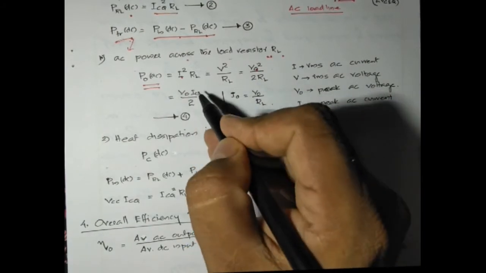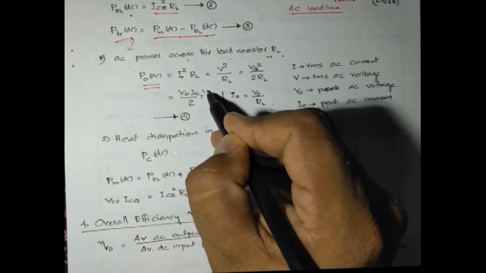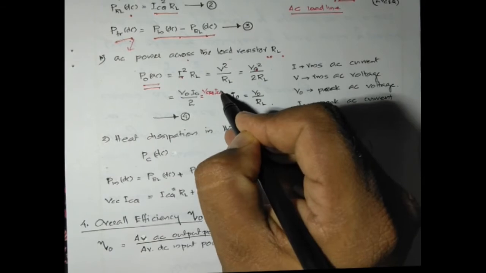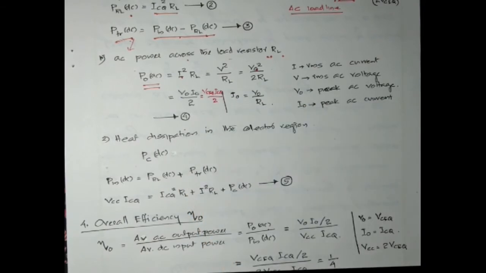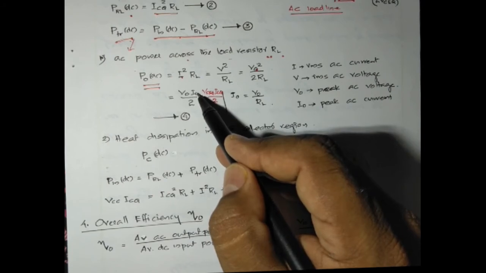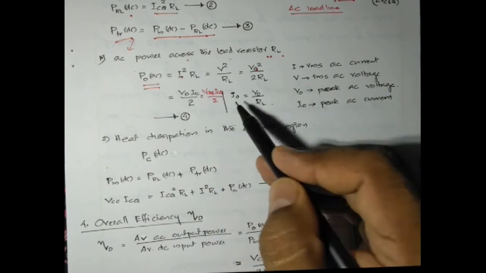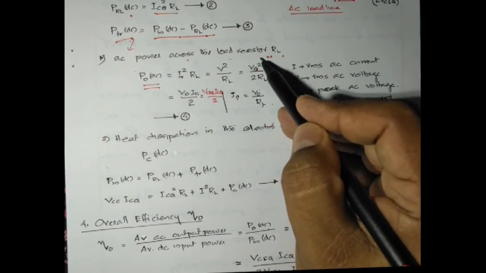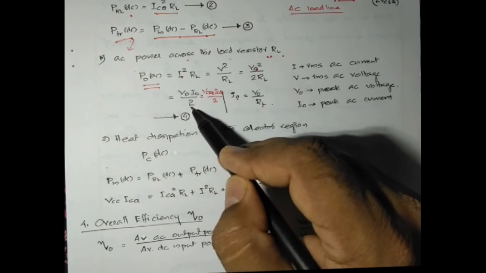Or again we can write it as VCEQ ICQ by 2. This is equation 4. Why did I0 come here? Because I0 is V0 by RL. So modifying V0 square by 2 RL, we get V0 I0 by 2.